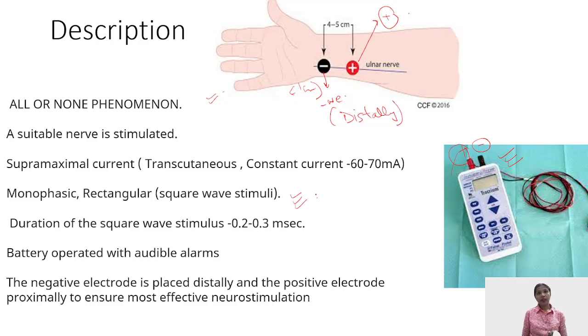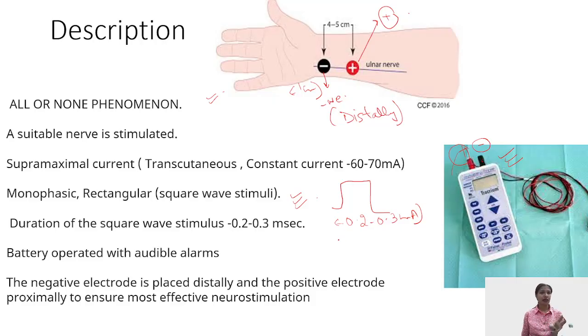Whenever the current is given, the characteristics of this current being delivered have to be two. One, it has to be a monophasic current. Okay, the current has to be monophasic. The shape has to be rectangular, also known as square wave stimuli, and the duration of the square wave stimuli has to be at least 0.2 to 0.3 milliseconds. If it is less, no stimulation will be there. If it is more, like more than 0.5 milliseconds, then there are very high chances that you are directly stimulating the muscle fiber.